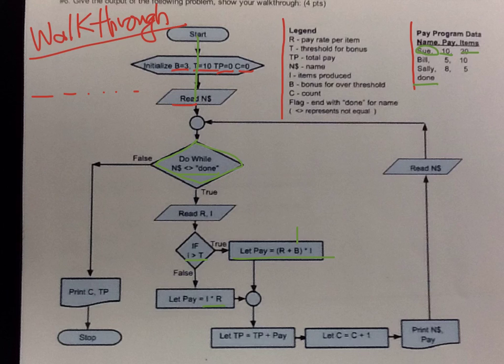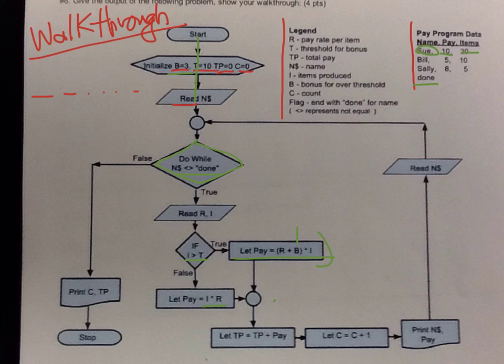Bring it to here. Now this is interesting. The first one, Sue, was 10 and 20. And so then we added 3 on. The pay is 10, and here we took the pay rate per item plus B, the bonus up here. So that'd be 13, 13 times 20. What do we get? 260 or whatever that comes out to be. We're going to look at that here in a minute. So then we do this calculation.